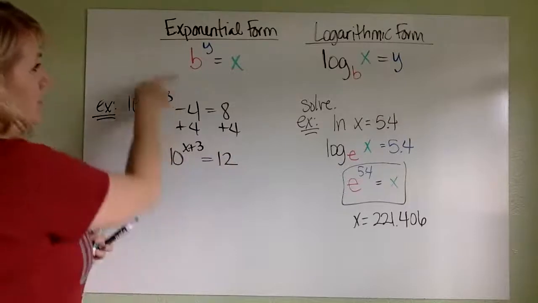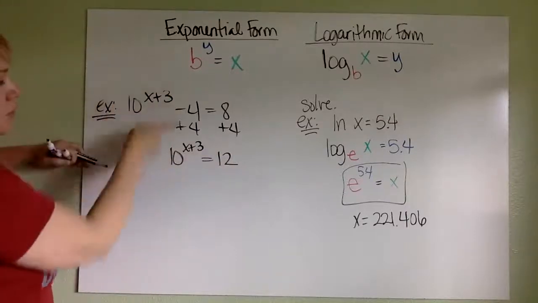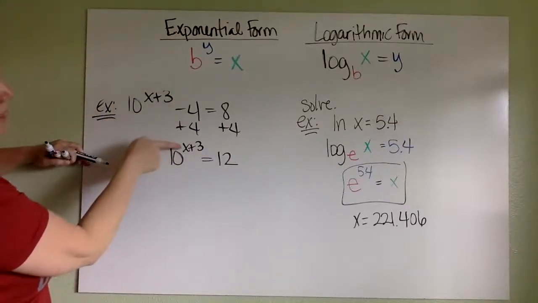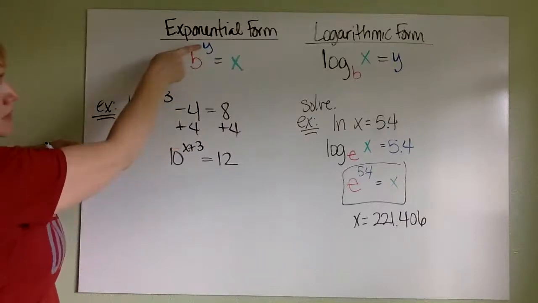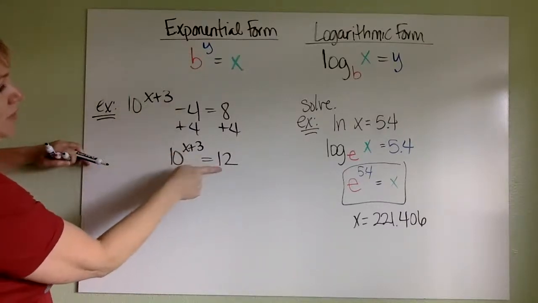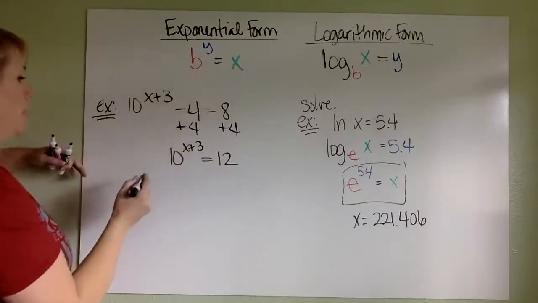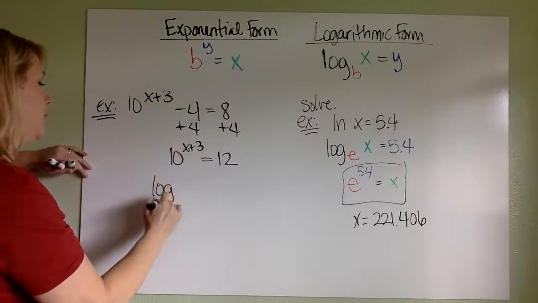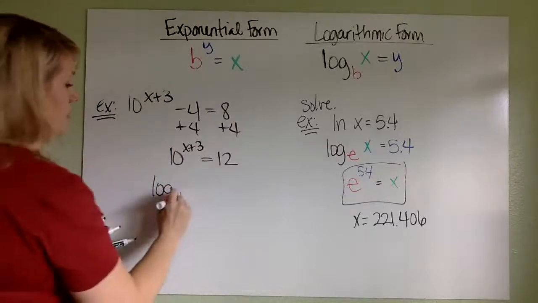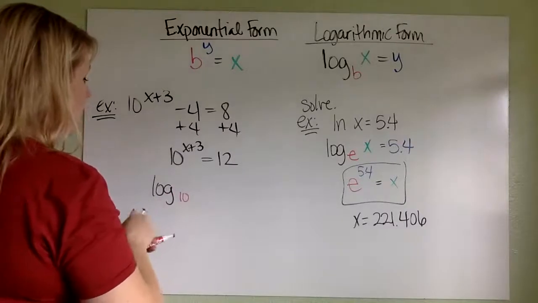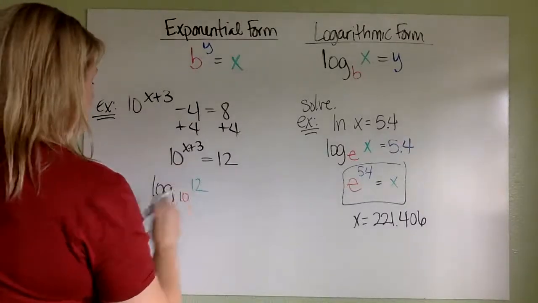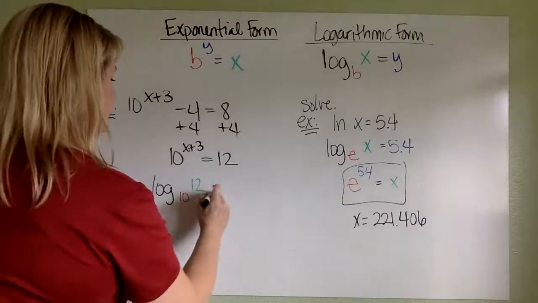And now we are in basic exponential form. The 10 is our base. The x plus 3 is our exponent. In this case, it's in the y position, and then the 12 is over here. So if I rewrite this in logarithmic form, it's log base 10 of 12 equals x plus 3.